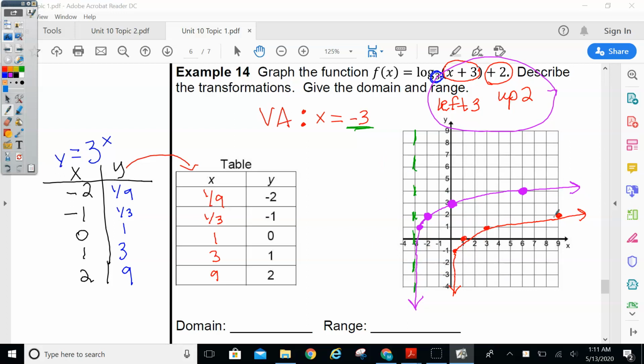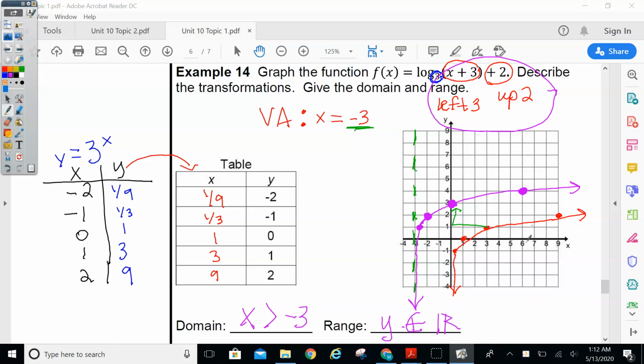I don't need to see the intermediate one. I just want you to see what we're doing. We just took the table and we shifted it 3 left and up 2. You don't have to show that though. You can just do the final one. Okay, so for the final graph, the domain is at -3, so x has to be greater than -3. But the range doesn't change, so it's still down forever, still up forever. So that part's still all real numbers.